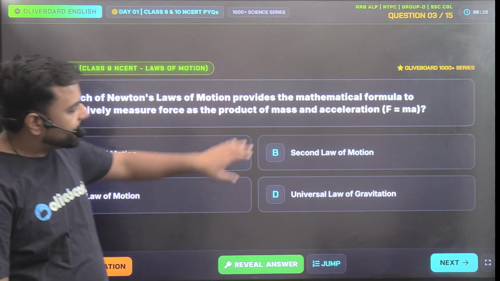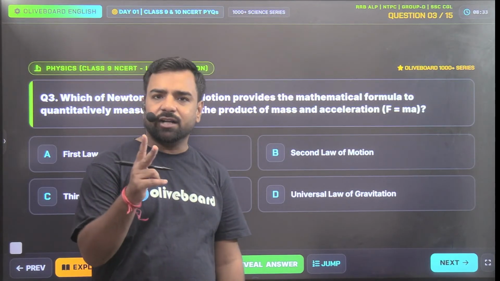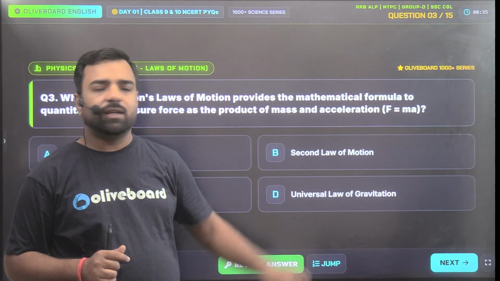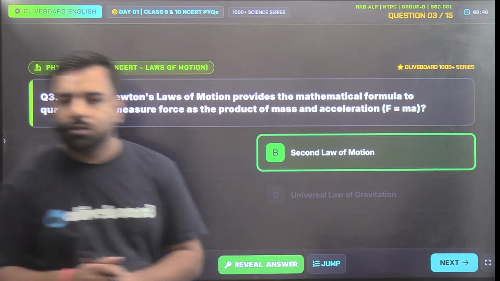Yes, the rate of change of momentum is directly proportional to the force applied on it. That's the second law, and the F is equal to ma formula is derived from the second law. Absolutely correct, Ankita. No doubt about it. So you are going with B?